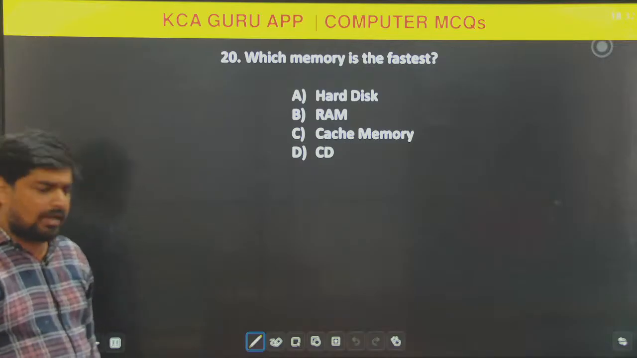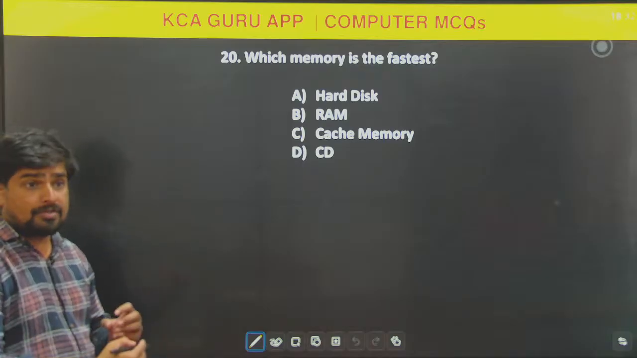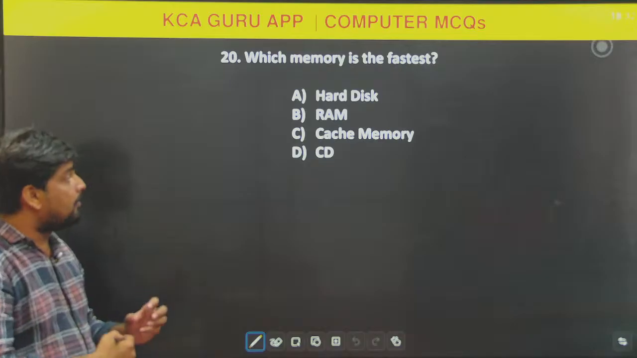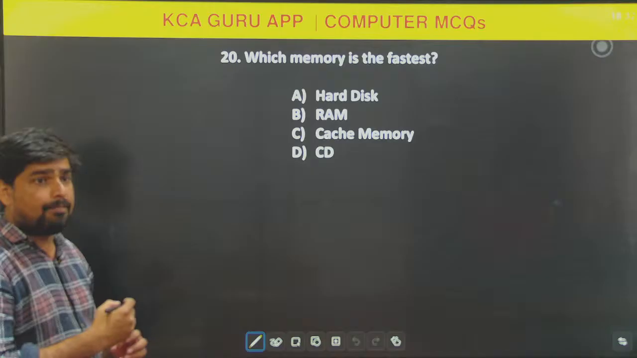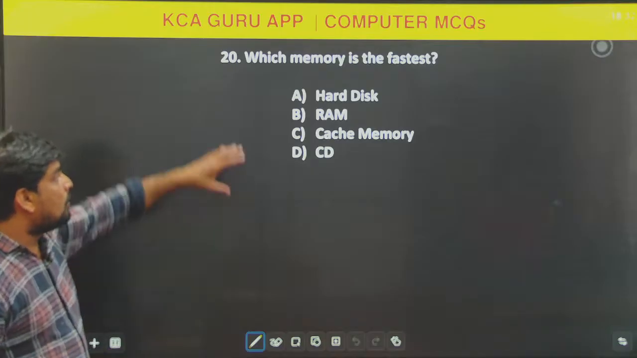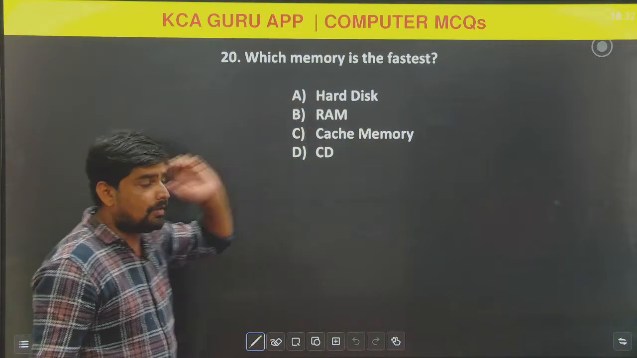Because within fractions of seconds it can gather the information, within minute fractions of seconds. So the fastest memory that comes is the cache memory.